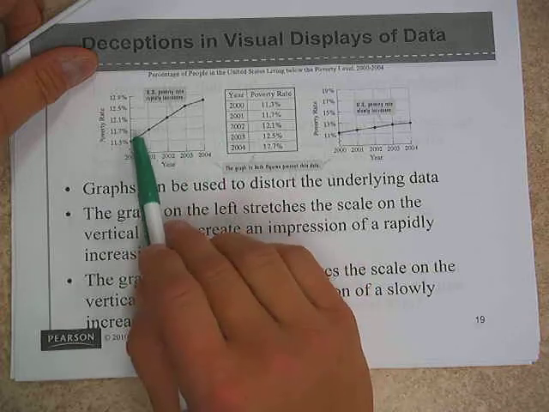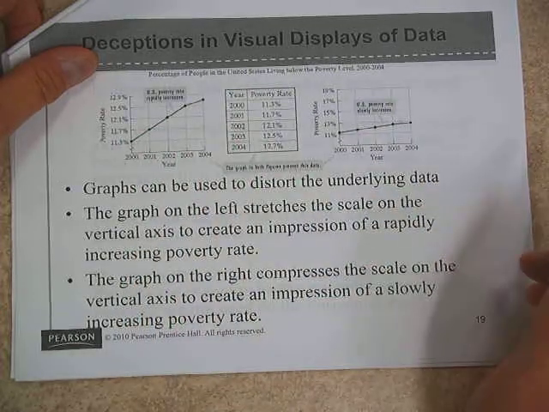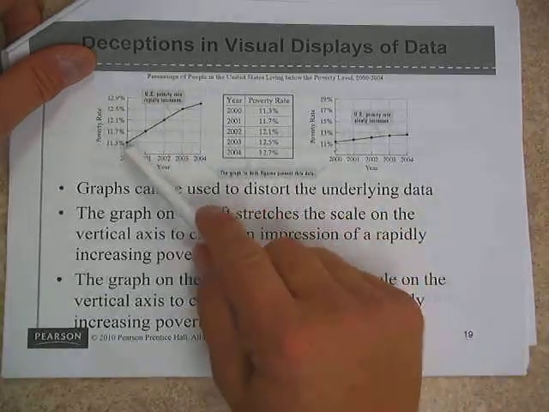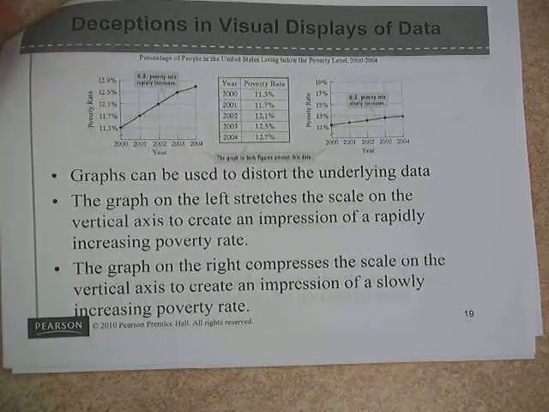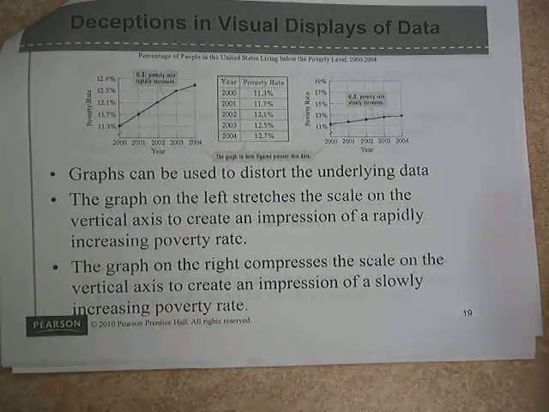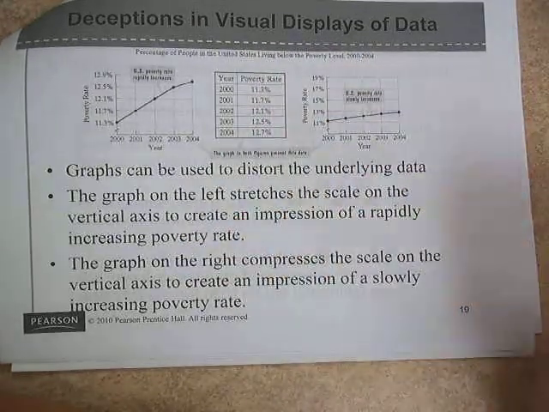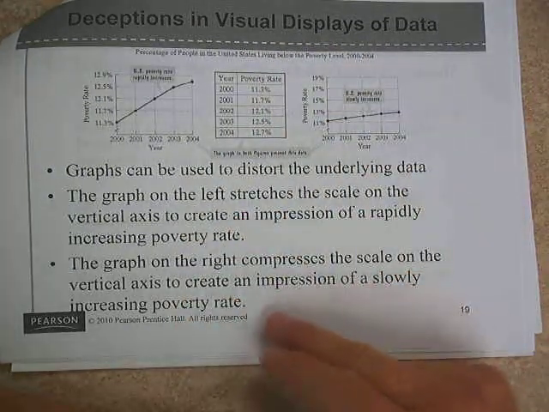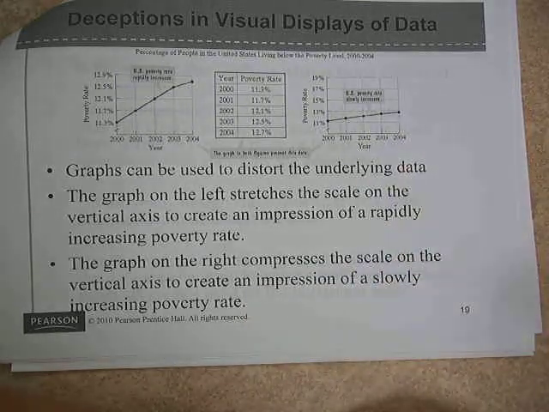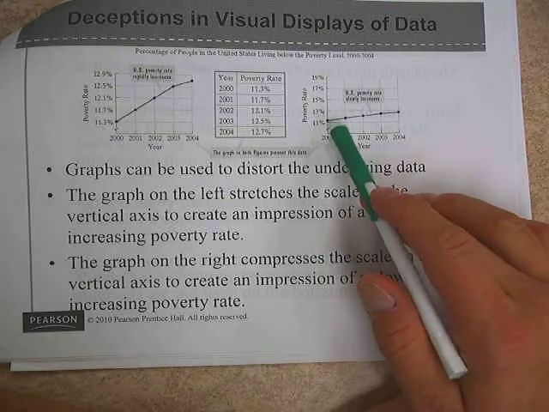But ultimately, people use graphs to distort the underlying data. A couple things that could happen: the graph on the left stretches the scale on the vertical axis to create an impression of rapidly increasing poverty rate. If you look at the poverty rates here from 2000 to 2004, it goes from 11.3 to 12.7 approximately, which isn't a huge increase, but by spreading that out, they made it look like a pretty steep line here, which makes it look more drastic.